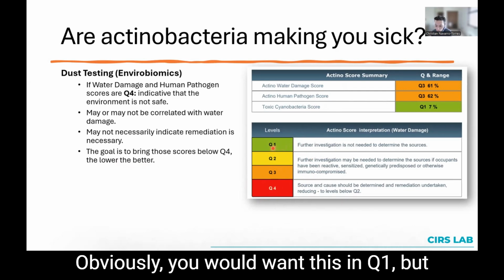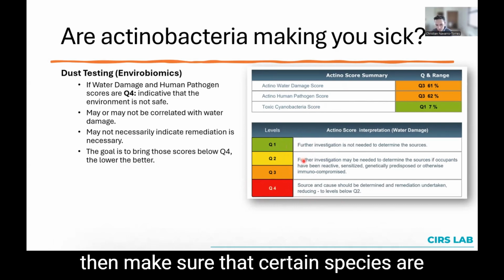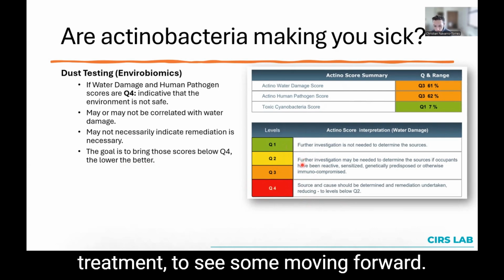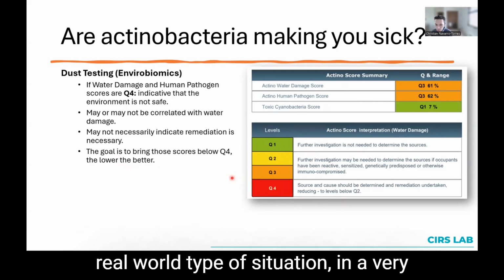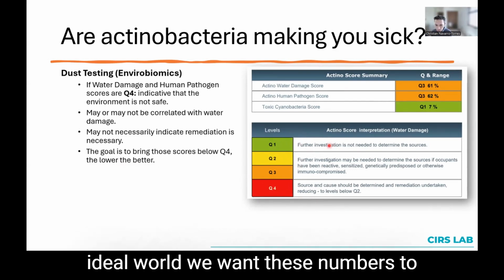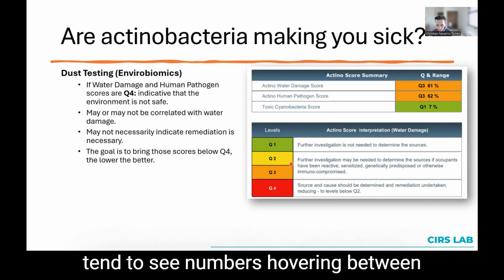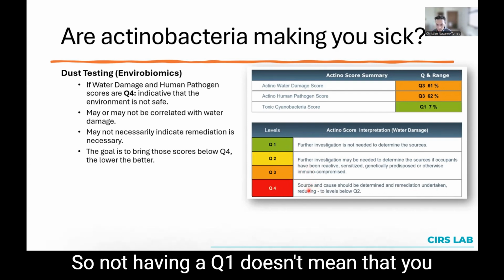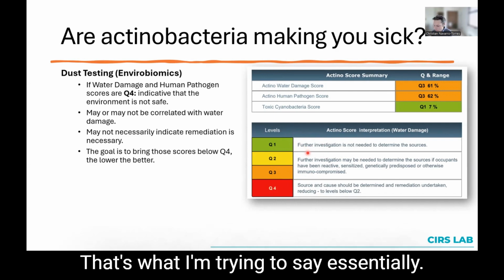Obviously, you would want this in Q1, but sometimes all you need is a Q3 or Q2, and then make sure that certain species are under control to see some progress with treatment, to see some moving forward. And that's me sort of saying this in the real world type of situation. In a very ideal world, we want these numbers to be Q1, but the reality is, very often, you tend to see numbers hovering between Q2 and Q4, more realistically speaking. So, not having a Q1 doesn't mean that you can't do the treatment in that environment. That's what I'm trying to say, essentially.